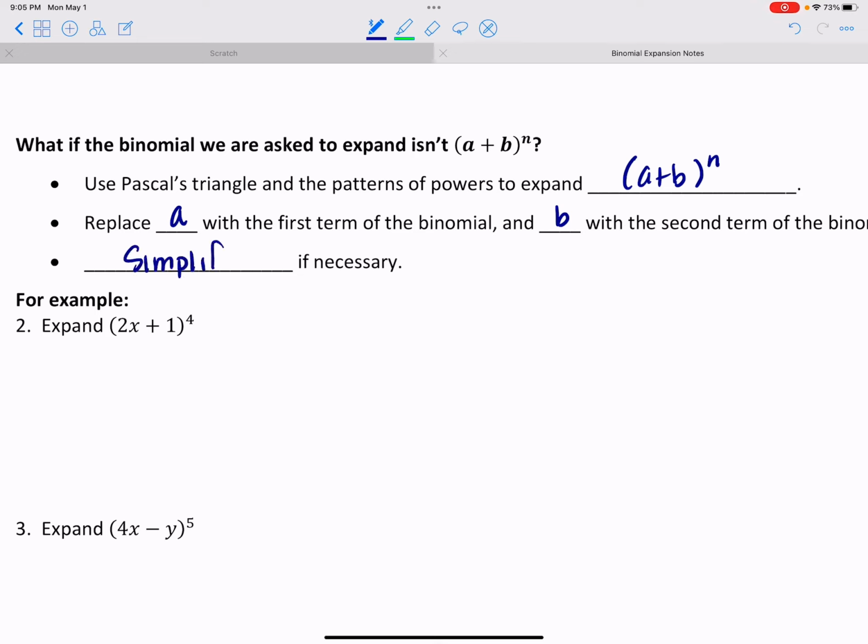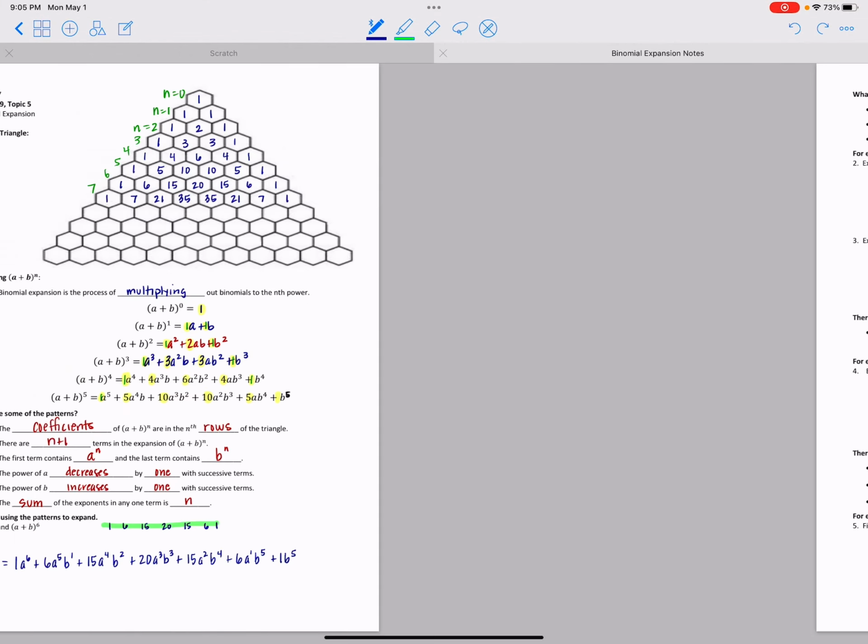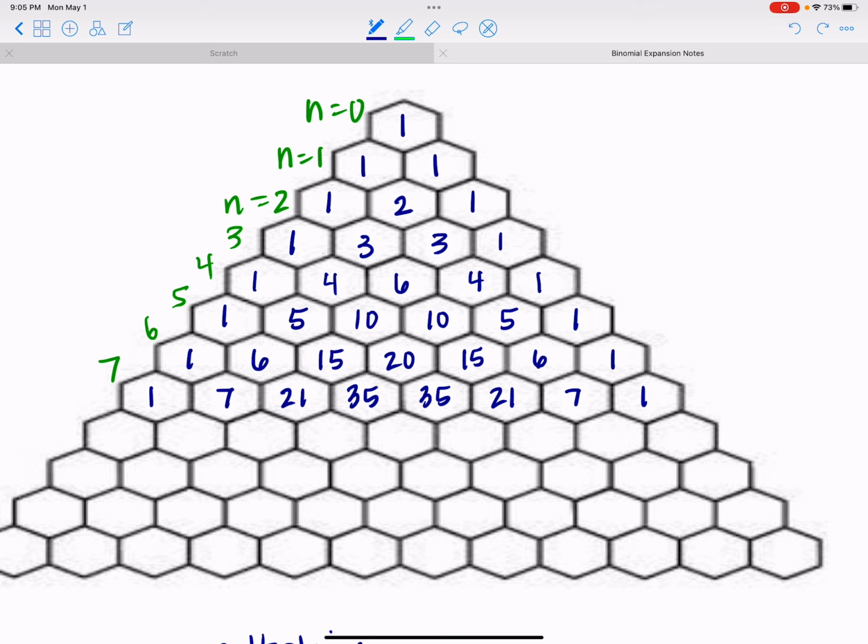So let me show you what I'm trying to explain, which I don't know if that makes sense, what I'm saying. So if I was asked to expand 2x plus 1 to the fourth power, what I would do is expand a plus b to the fourth power. So if I expanded a plus b to the fourth power, again, I really want to focus on what the coefficients are and what's happening with the exponents, okay? So when I expand this out, let me go to my fourth power triangle here. So when n is equal to 4, my coefficients are going to be 1, 4, 6, 4, 1. So let me bring those over.